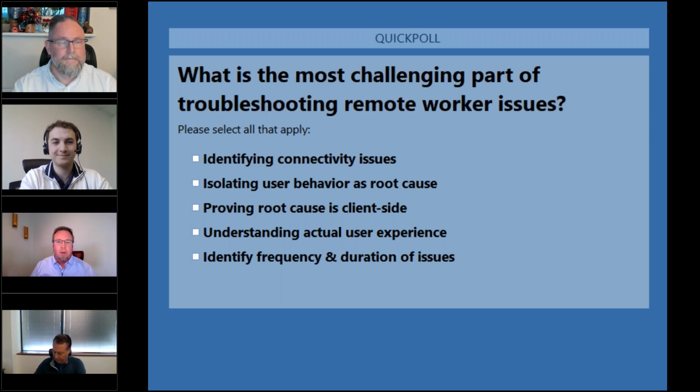I know there's probably a myriad of additional selections that aren't there, but I'm just trying to get an idea of whether it's things around connectivity issues, maybe issues that you suspect are user behavior as the root cause of problems, but you don't have a way to prove it. Is it on the client side or server side? Understanding the actual user experience versus what they say their experience is, and then understanding the frequency and duration of issues. Is it really happening as often and for as long as the users are saying? So just another few seconds.